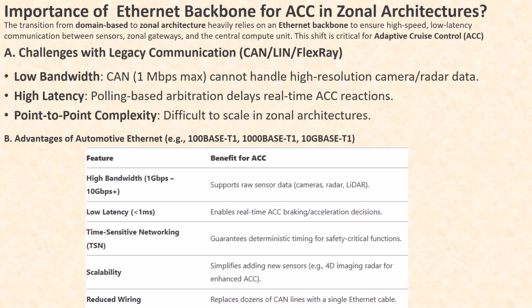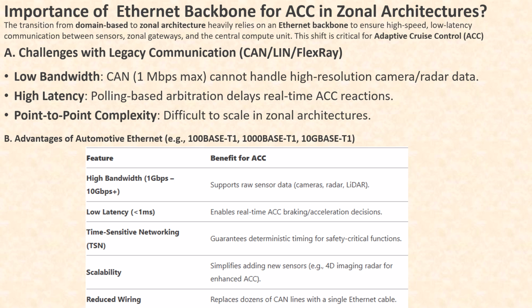Hello everybody. In the previous video, I very much extolled the importance of Ethernet backbone and also how it is enhancing the reduction in latency in various ADAS functionalities. Now in this video, we will take ACC for example, and I will explain the importance of Ethernet backbone from the ACC perspective in zonal architecture. Zonal architecture plus Ethernet backbone, how it is going to enhance the functionality of ACC, we will clearly see.